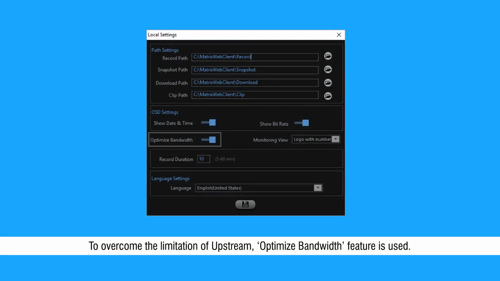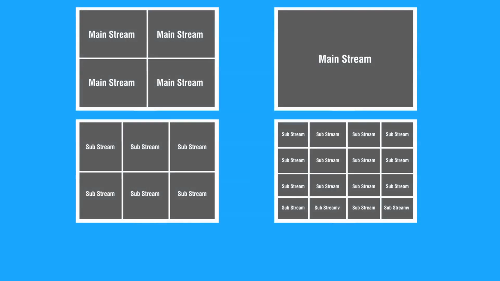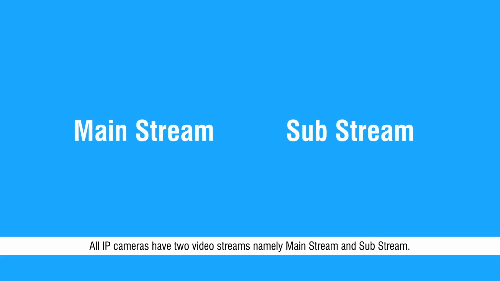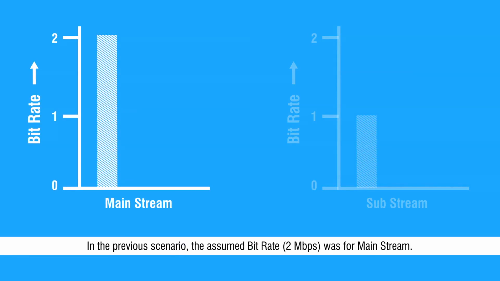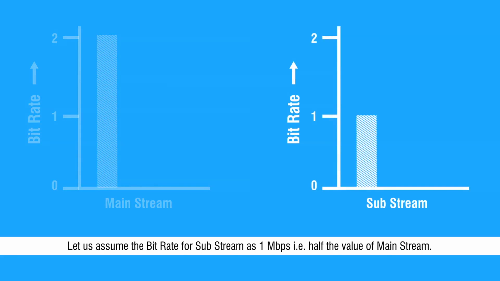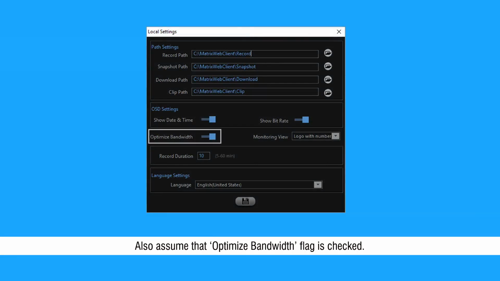To overcome the limitation of upstream, optimized bandwidth feature is used. Optimized bandwidth flag will enable automatic switching between main and substream of IP cameras. All IP cameras have two video streams, namely mainstream and substream. Bitrate is generally kept high for mainstream and low for substream. In the previous scenario, the assumed bitrate, that is 2 Mbps, was for mainstream. Let us assume the bitrate for substream as 1 Mbps, that is half the value of mainstream. Also assume that optimized bandwidth flag is checked.